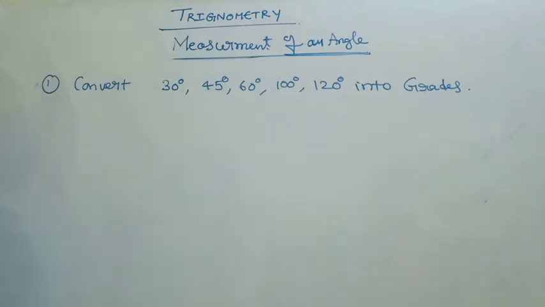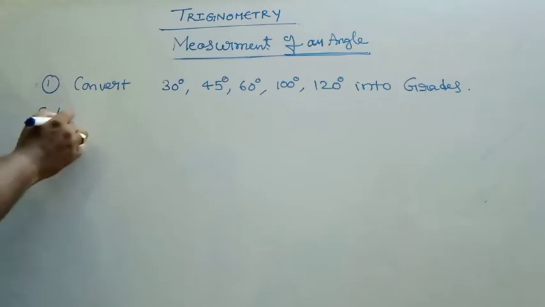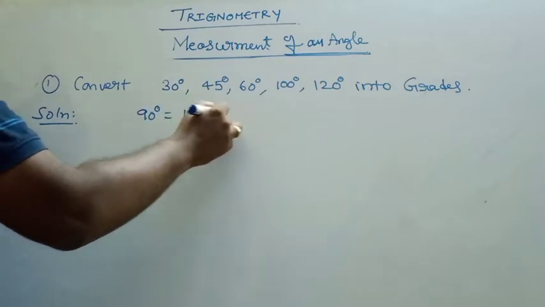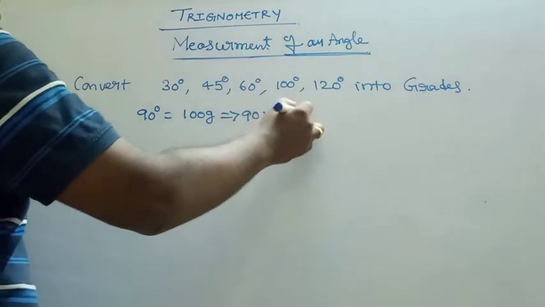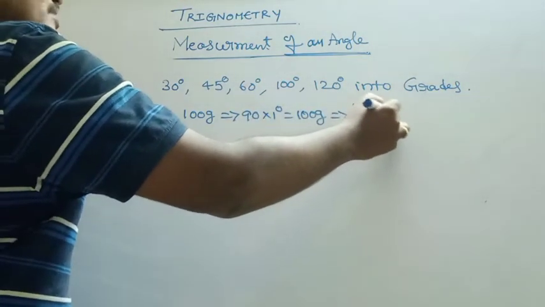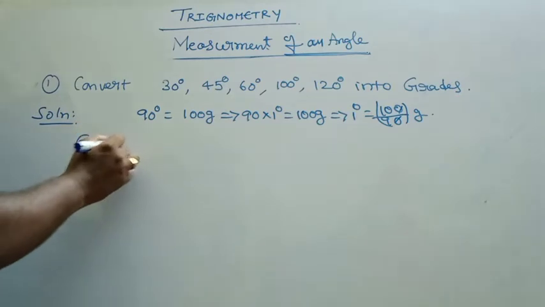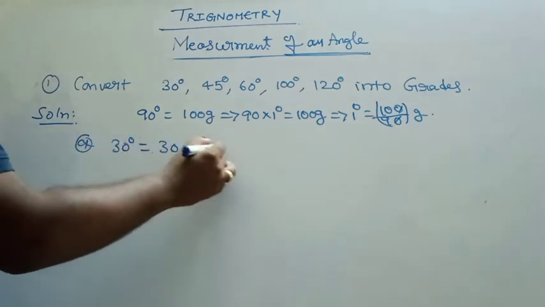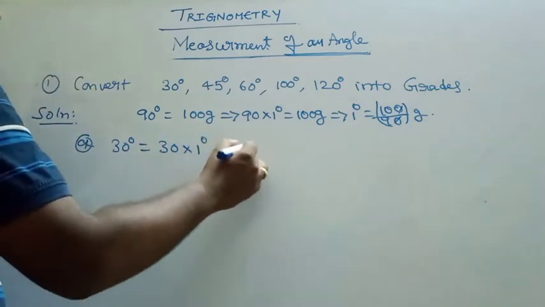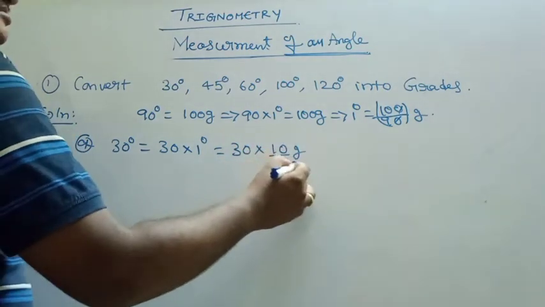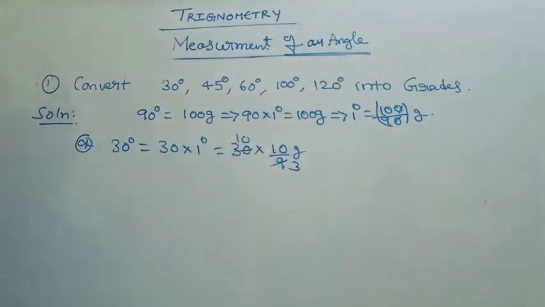Now we have one basic problem for understanding. Convert 30 degrees, 45 degrees, 60 degrees, 100 degrees, and 120 degrees into grades. See how we will convert. We told that 90 degrees is equal to 100 grades, so 90 into 1 degree equals 100 grades, then 1 degree equals 100 by 90, that means 10 by 9 grades. For the first one, 30 degrees, we have to convert 30 into 1 degree into grades. Now it becomes 30 into 1 degree, and 1 degree is 10 by 9 grades. Now 3 threes, 3 tens.